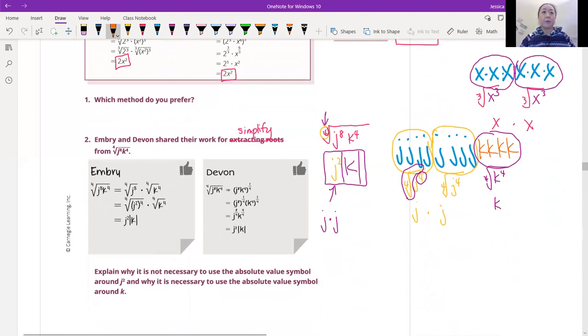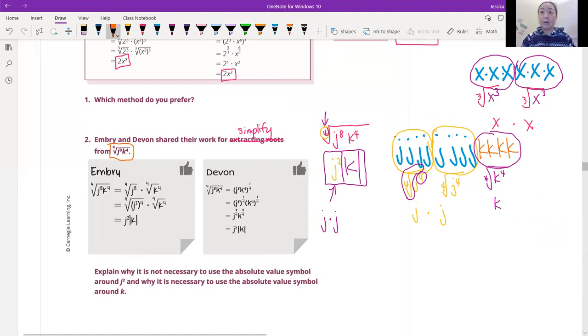So we're going to try that for Embry and Devon, same kind of problem. This is the problem that they had. So this is the 4th root of j to the 8th times k to the 4th. If you take a look here, I wrote down 8 j's and 4 k's. And how many groups of 4? I'm looking for groups of 4 because it's the 4th root, so that tells me how many are in each group.